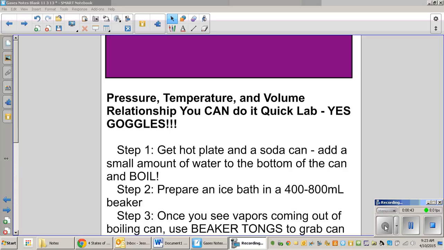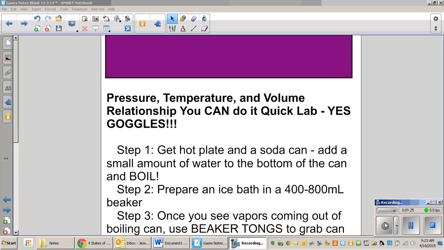Raise your hand on why the can was crushed. Why the can was crushed? Number one. The can, whichever that station was. Like the pressure, they changed the pressure inside the can. That's on the right track, but that's not the exact cause.